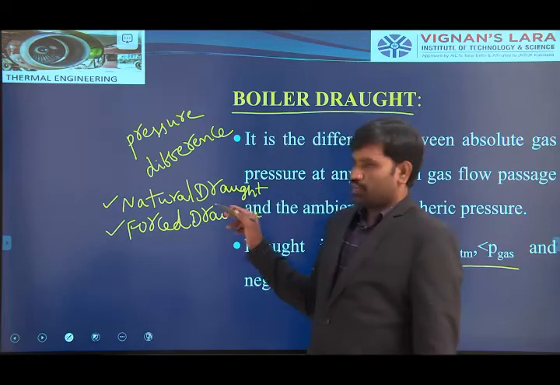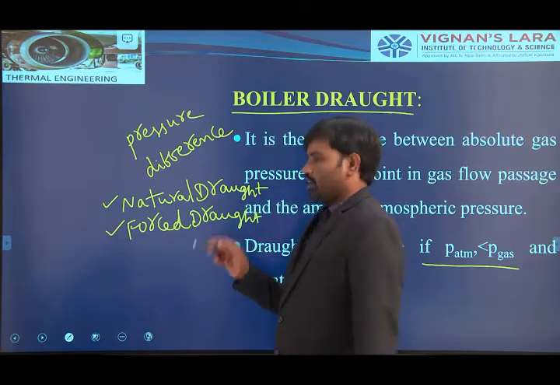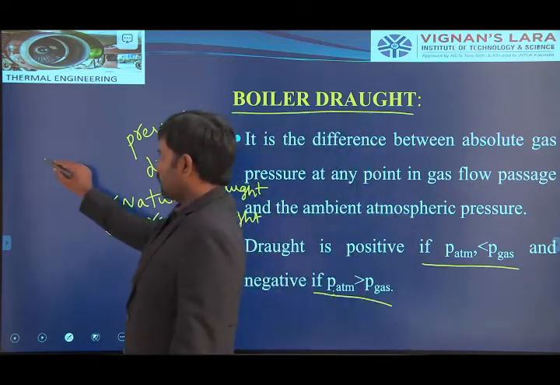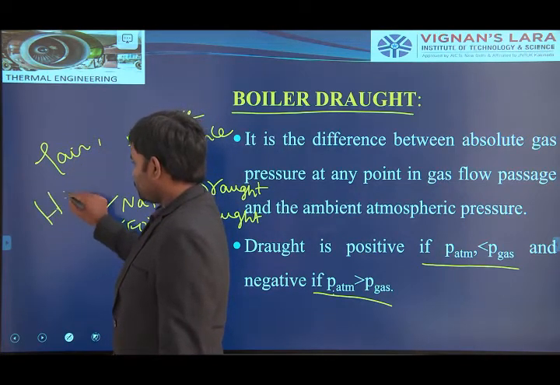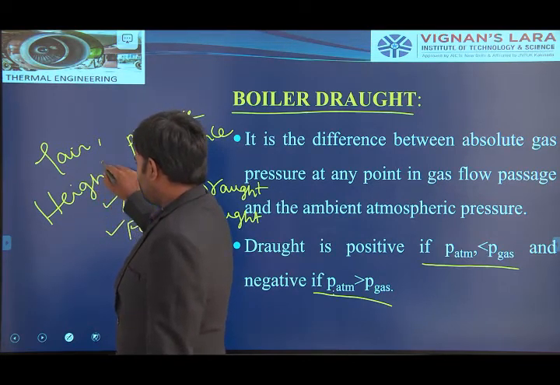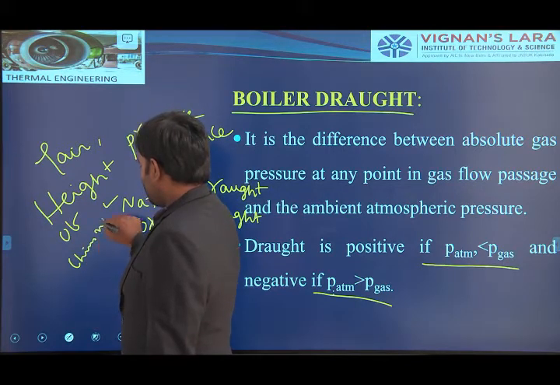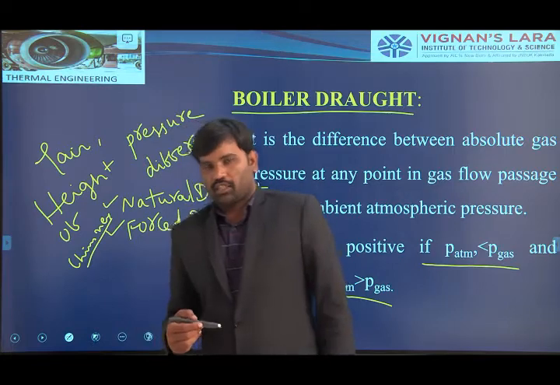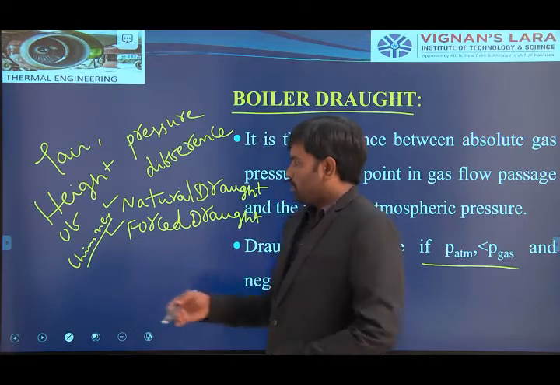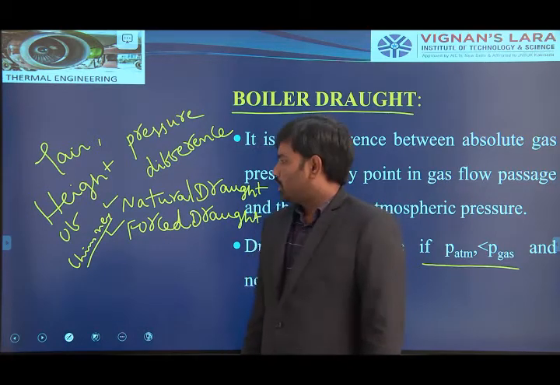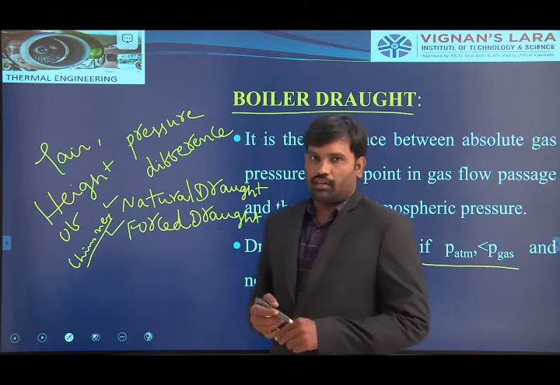Natural draught: how do we develop that pressure difference? How do we maintain the pressure difference in the case of natural draught? It is done with the help of the density of air and the height of the chimney. The height of the chimney and the density of air help us maintain the natural draught. These two factors affect the natural draught, or pressure difference.